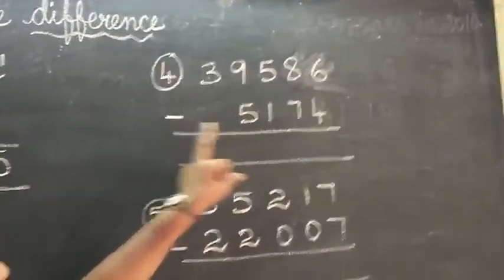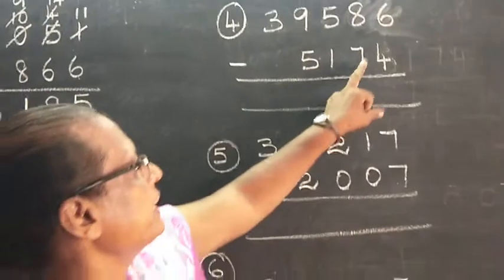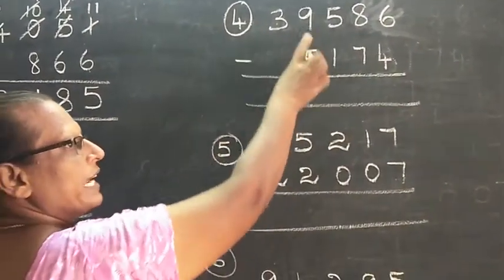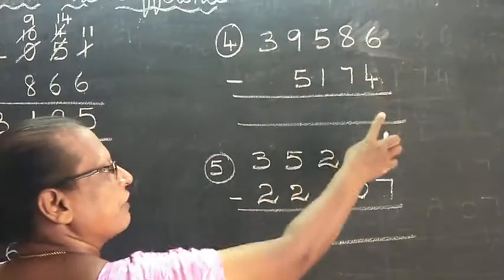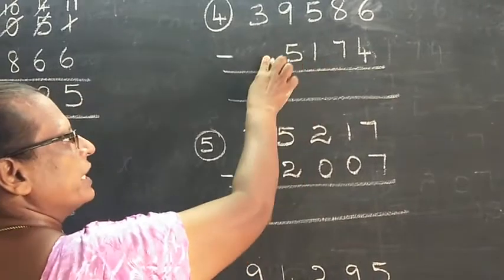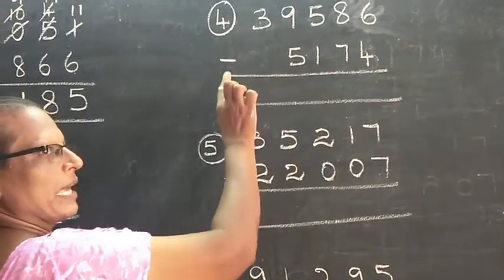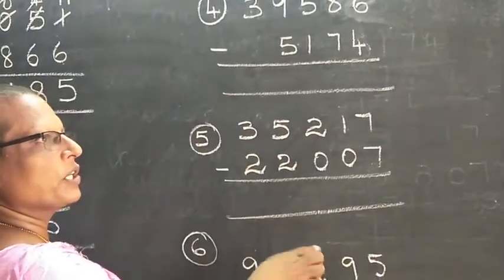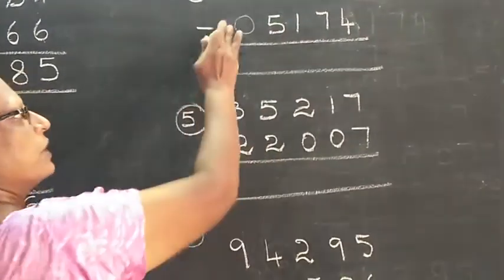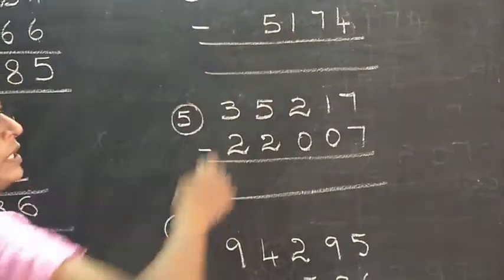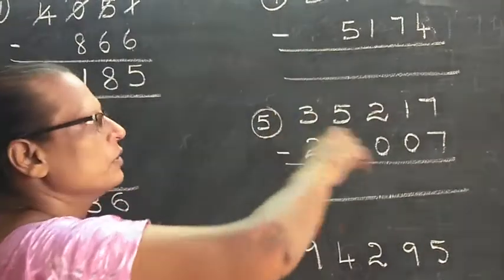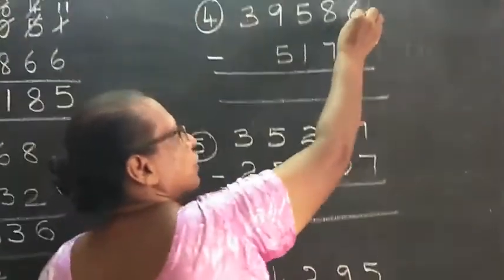39,586 minus 5,174. So here there are only 4 digits and here 5 digits. So while writing, what do you have to do, children? You have to write carefully from the ones column. Ones, tens, hundreds, thousands. So here there is no ten-thousands, so you have to leave it blank. If you get confused, you can add 0. Understood, children? But you should not do it like that. But you can, because you are small, if you get confused, you can put a 0. Understood, children? Yes.